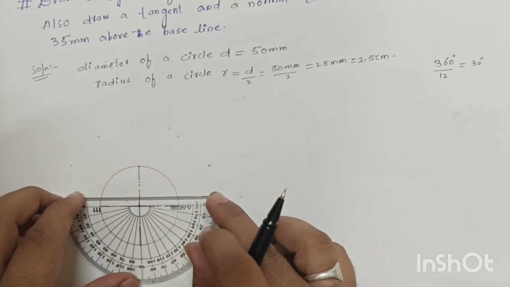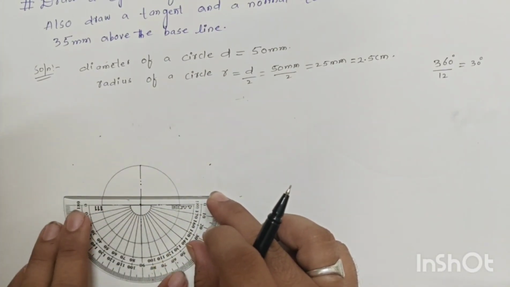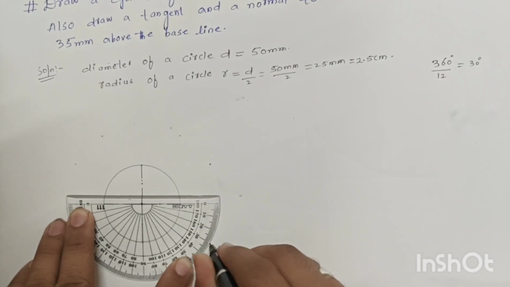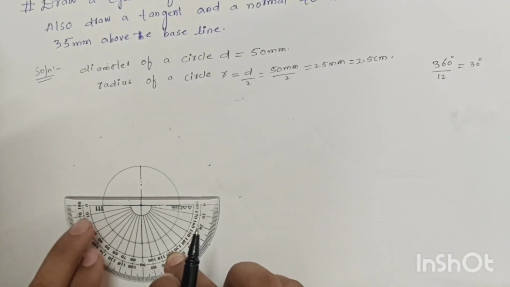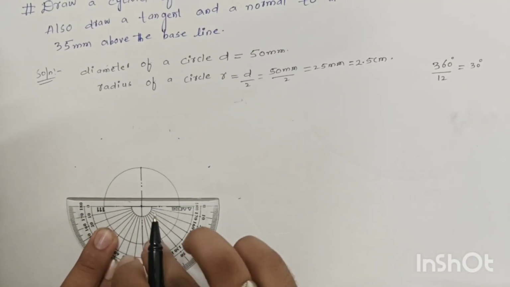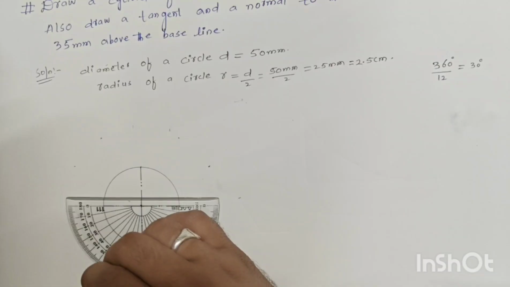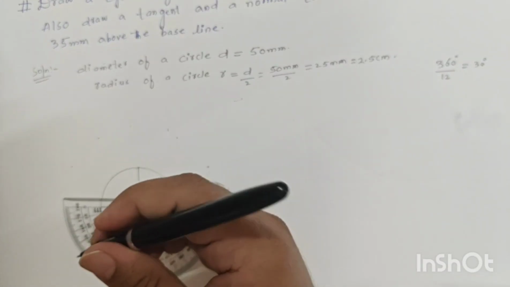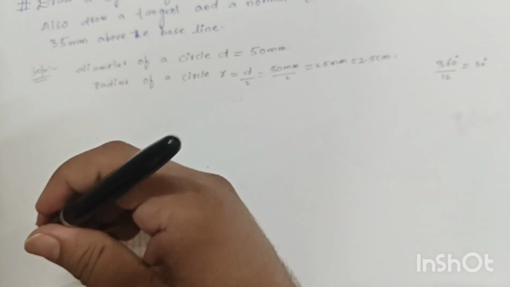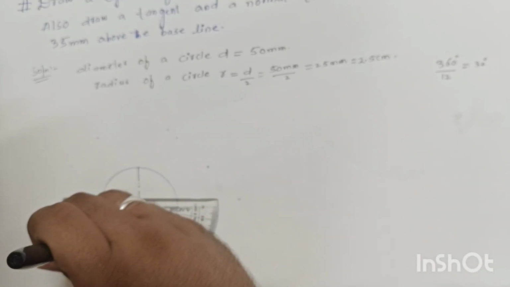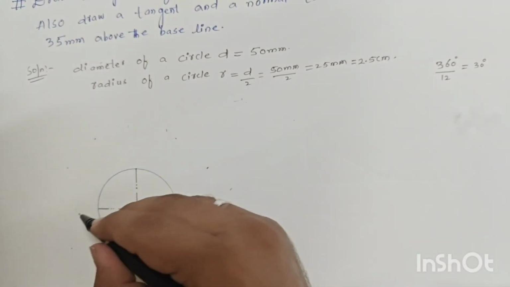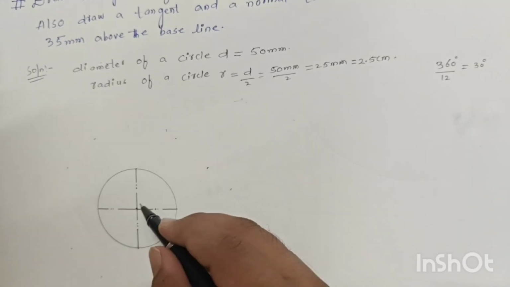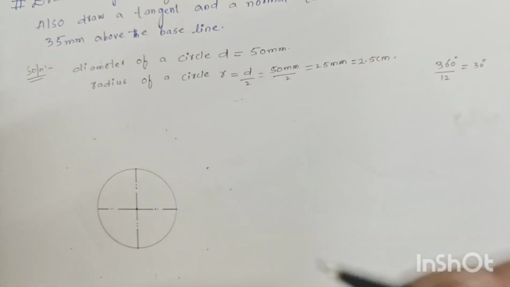Just same thing we have to continue for the bottom. Okay, 30, 60, 90 already is there. Again 120, clear, and 150. Let us see 30, 60, 90, 120, 150, 180, 210, 240, 270, 300, 330, 360.